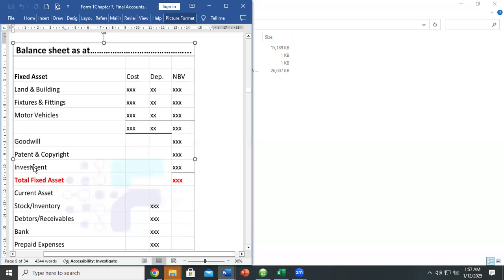Investment. I think we know investment, right? You can buy the shares of another company. You can do government bonds and treasury bills, etc. So these are your fixed assets.